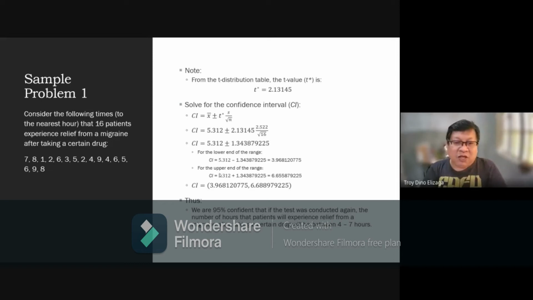So this means that we are 95% confident that if the test were conducted again, the number of hours that patients will experience relief from a migraine after taking a certain drug will be between 4 to 7 hours. So this is rounded off. Three, instead of 3.96, so it's 4 hours. Instead of 6.68 hours, so it's 7 hours.